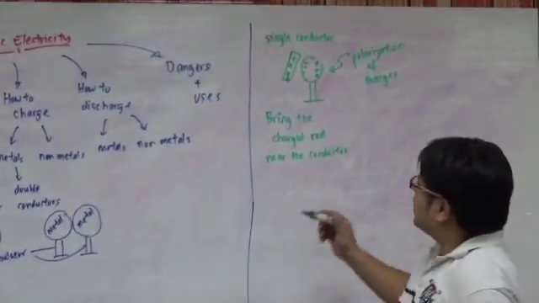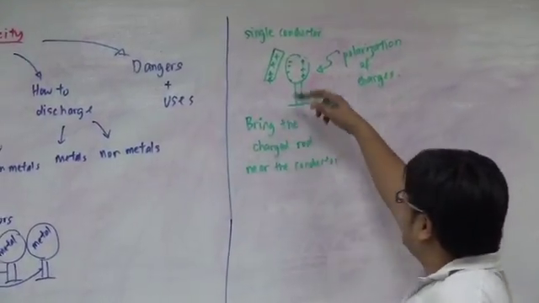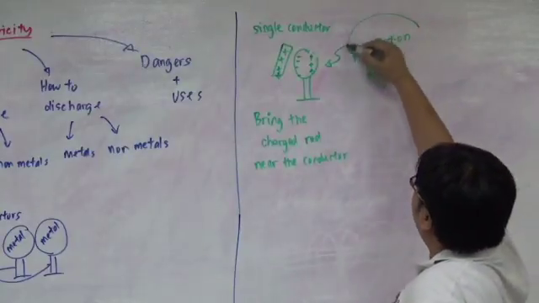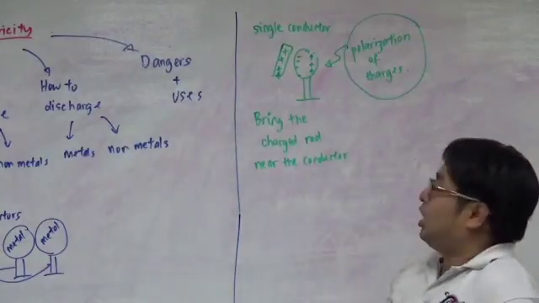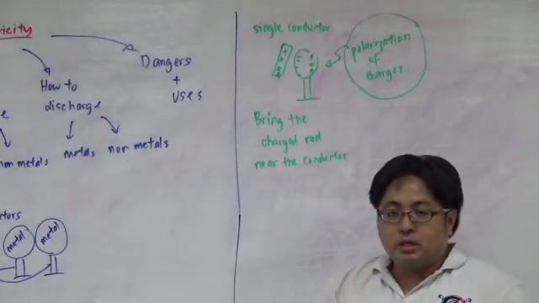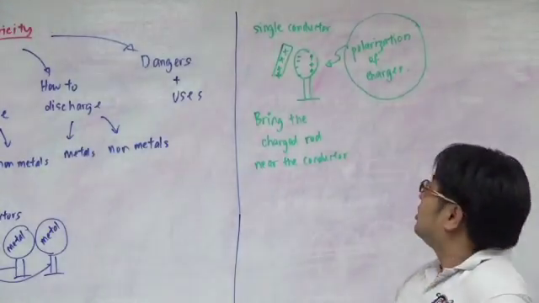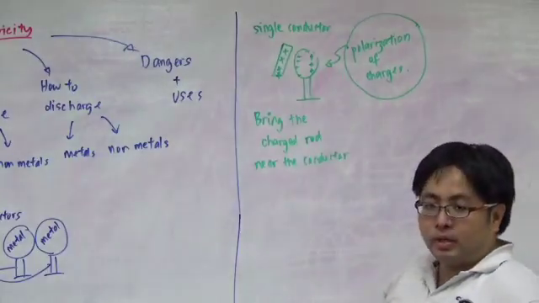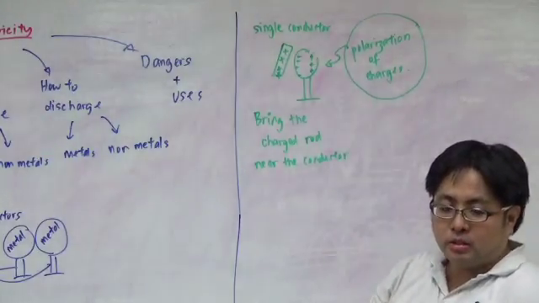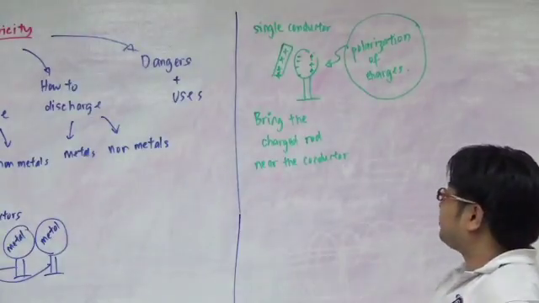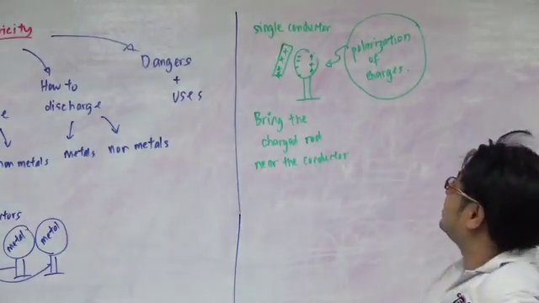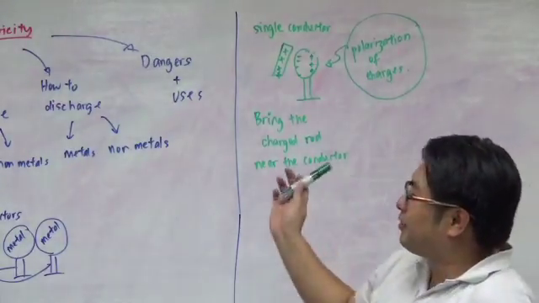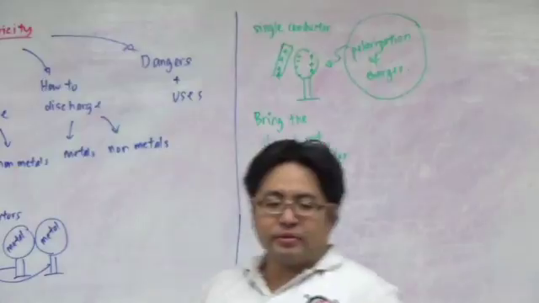How do you charge a single conductor? You bring the charge rod near the conductor and this will happen: polarization of charges. Maybe the rod is a magnet? It's a charge rod, so it means positive charge. It's not a magnet. We are not doing magnets now. We are doing static electricity. It is very, very similar to a magnetic field.